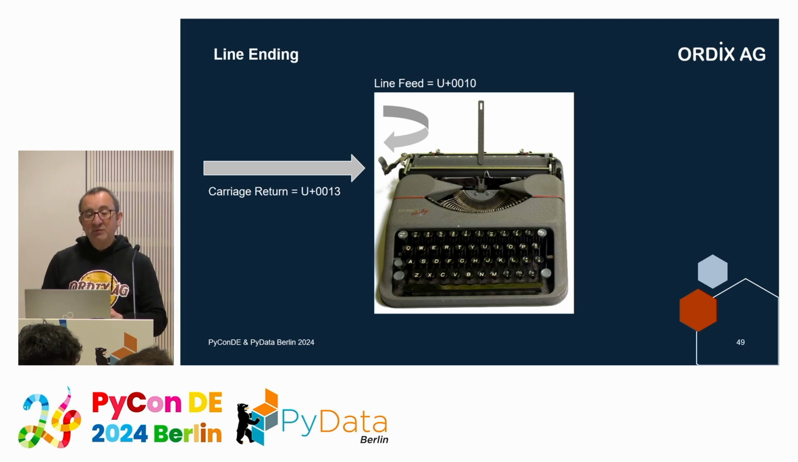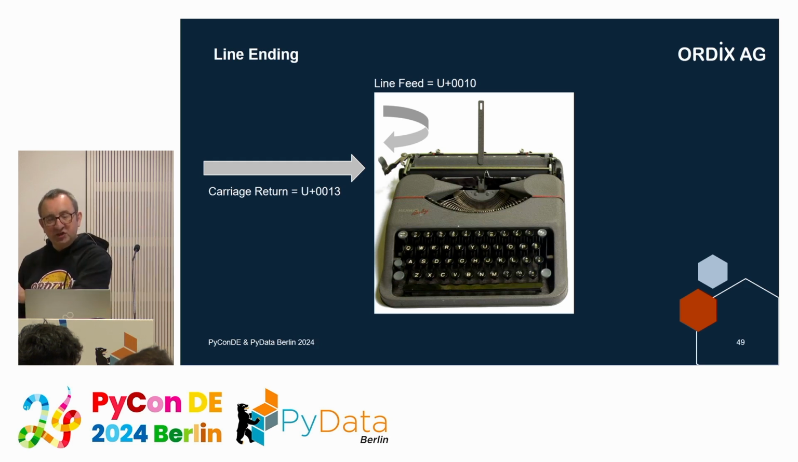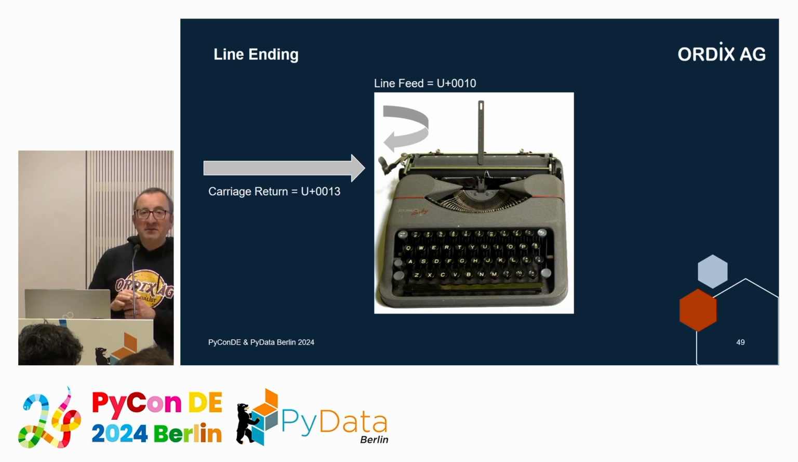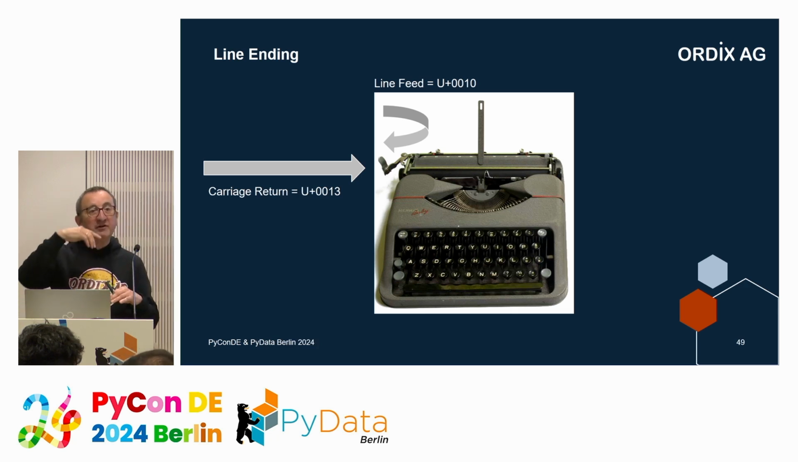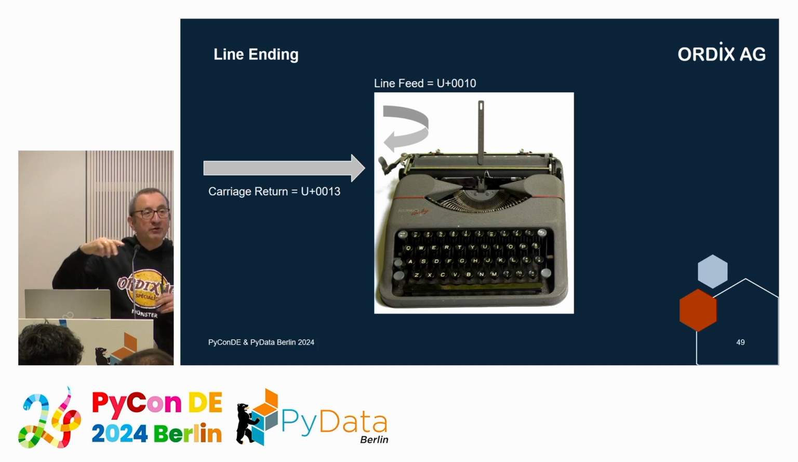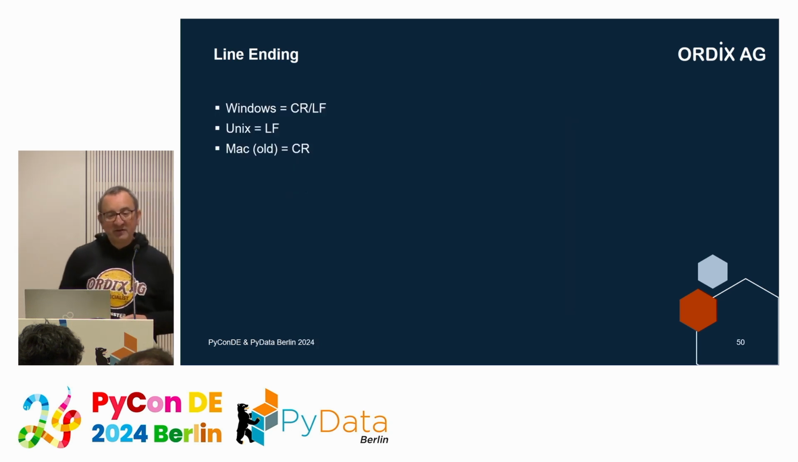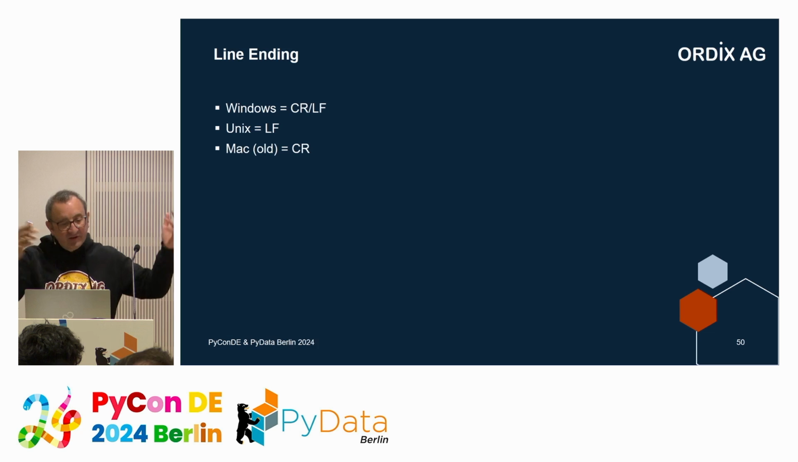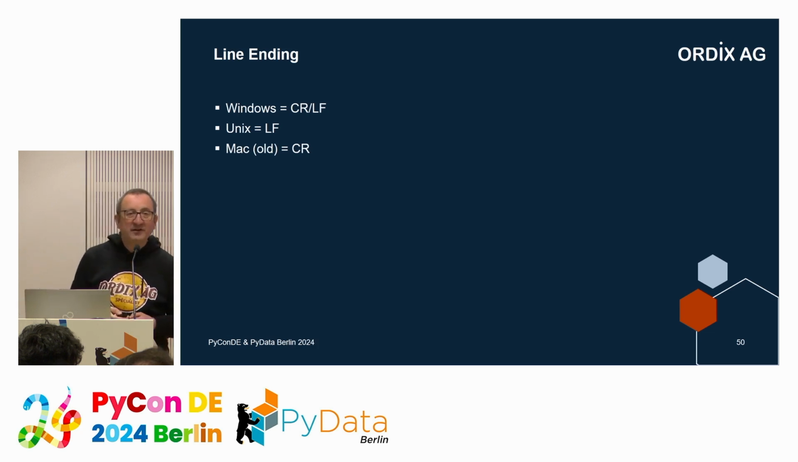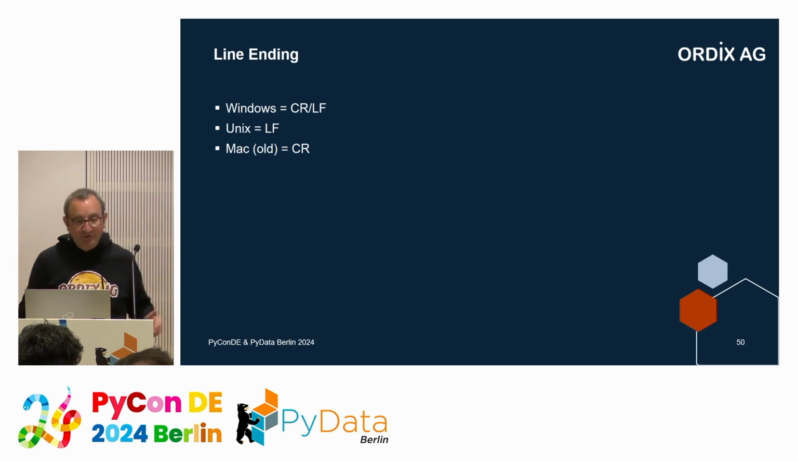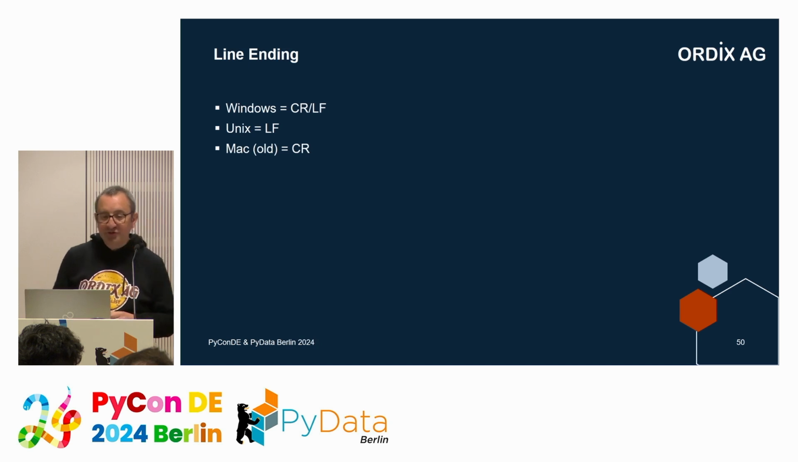thing, which is line ending. If you are going on a typewriter, you have to return the carriage to start a new line. But if you start typing, it is on the same line as before. So you have to feed the roll, and this is the line feed. And this is still the result in line encoding, which in Windows is carriage return line feed. In Linux and Unix, it's line feed. And in an old Mac, I heard, it's just carriage return.